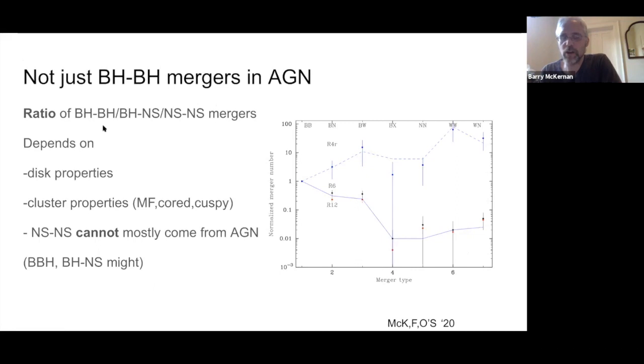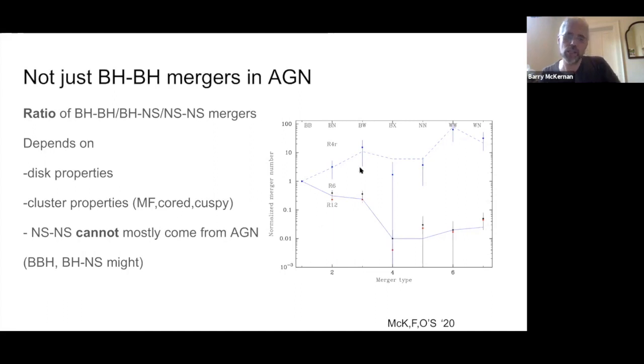The ratio of black hole mergers to black hole neutron star mergers to neutron star mergers depends on the gas disk properties, but it also depends on the cluster properties, right? The ratio of these objects, black holes to neutron stars to regular stars, is going to depend on whether your mass function is steep or shallow, whether your nuclear star cluster is cuspy, the density increasing as you go towards the supermassive black hole, or whether it's been cored, whether you've lost a bunch of stuff from maybe a supermassive black hole merger that's cleared out a bunch of small mass objects.